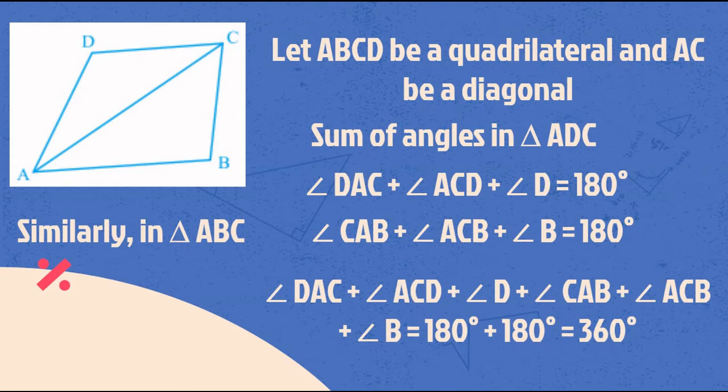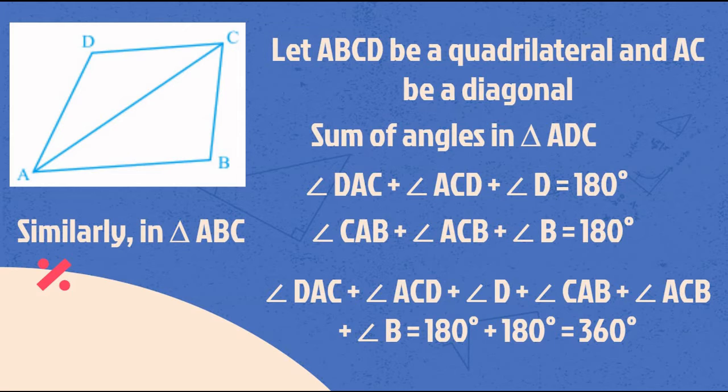We are just going to add everything, then it would become angle DAC plus angle ACD plus angle D. This is the first equation, right? And then we have angle CAB plus angle ACB plus angle B. So what is the sum of these three angles in the first equation? It's 180 degrees, we wrote it over here. And what is the sum of the angles in the second equation? It's 180 degrees, again we wrote it here. So what is 180 plus 180?